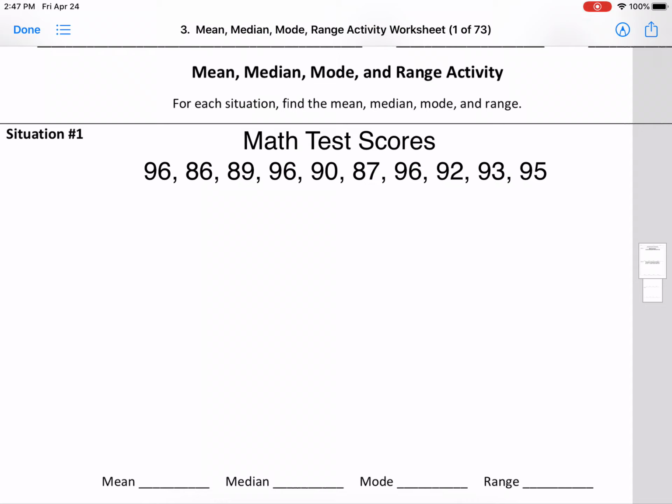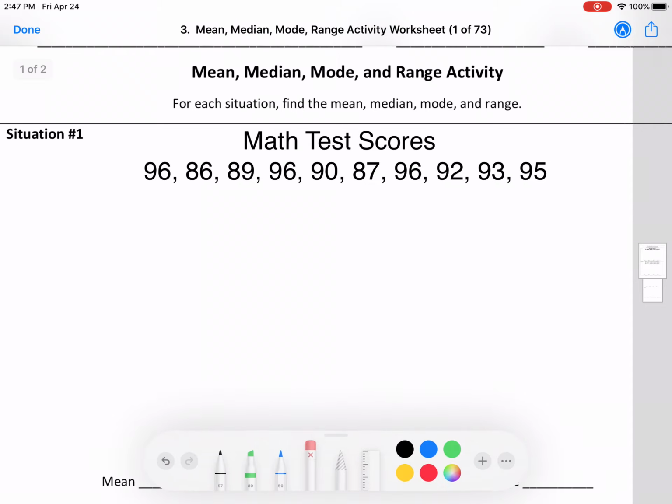So first we're going to go ahead and find the mean. In order to find the mean, our first step is to add up all of our numbers. Find the sum of our numbers. The easiest way to do this with a list of numbers is to do an upside down pyramid, because when you add all these numbers in one long list, you might get confused.